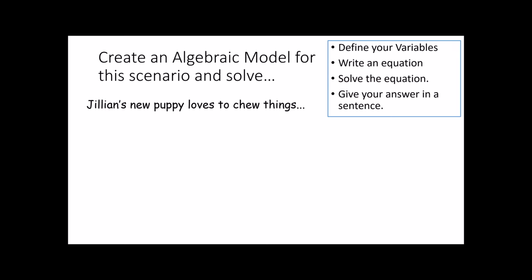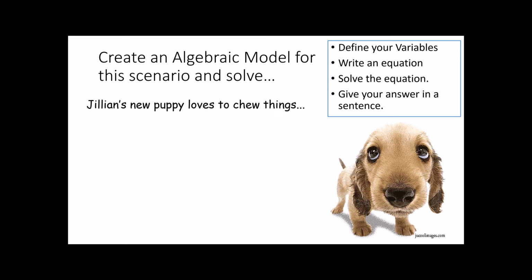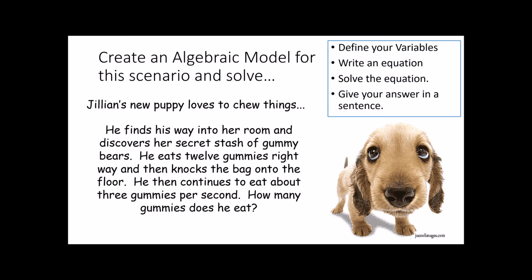Jillian's new puppy loves to chew things. Aw, isn't that cute? He finds his way into her room and discovers her secret stash of gummy bears. He eats 12 gummies right away and then knocks the bag onto the floor. He then continues to eat about 3 gummies per second. How many gummies does he eat?